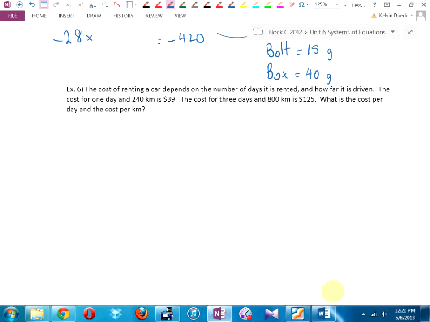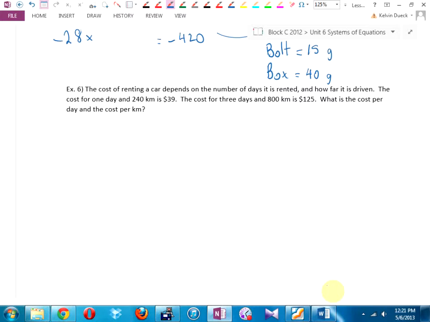Okay. What are they asking me to find? The cost per day and the cost per kilometer. By the way, you'll notice most of the time what they're asking me to find will be the last sentence. Not always. They could start this out. They could say, find the cost per day and cost per kilometer if the cost of... They could put it at the front, but usually it's at the end.